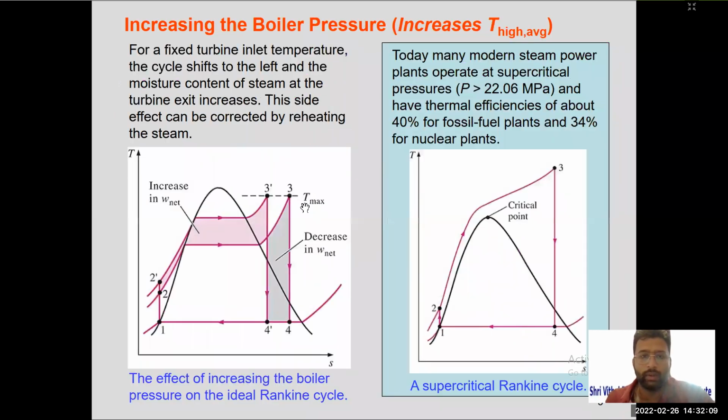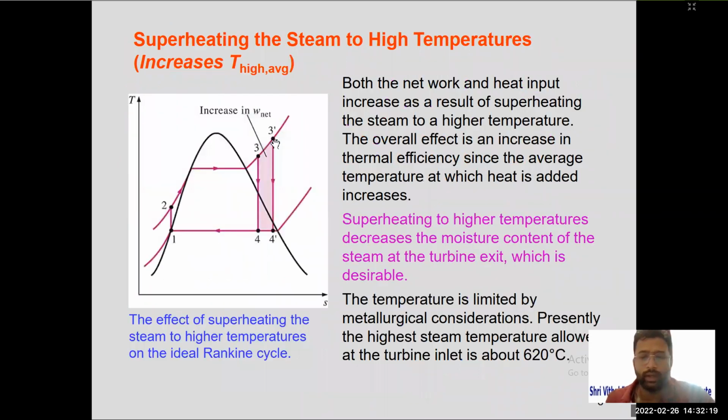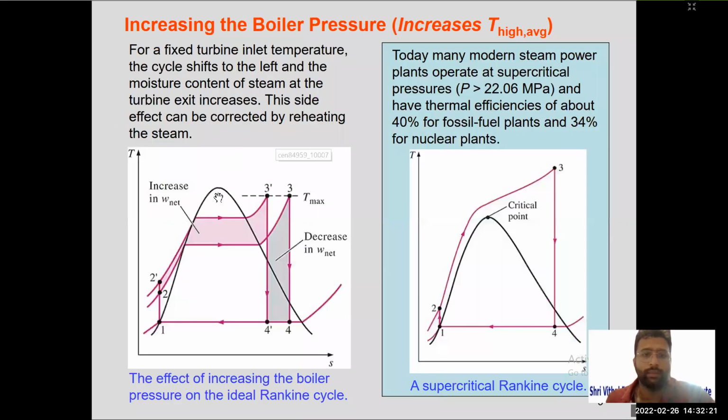So everybody completed up to this point. So let me recap once again. How to improve the efficiency? Either you can lower the pressure of the condenser, or you can superheat the steam, or you can increase the pressure of the boiler.